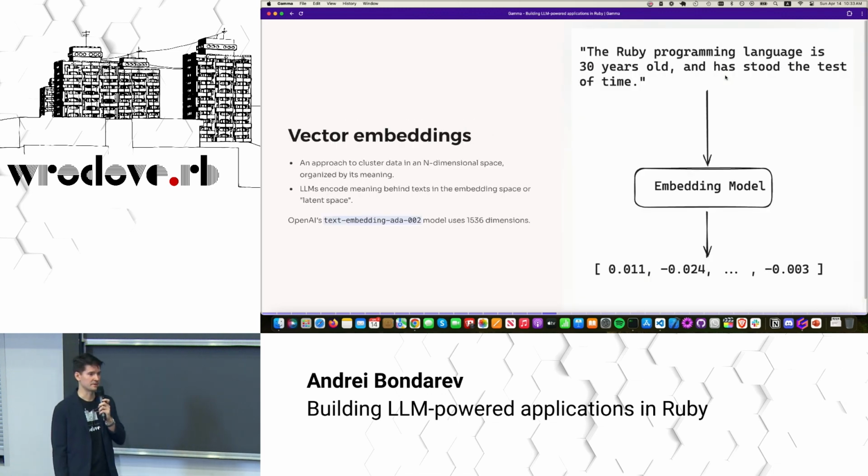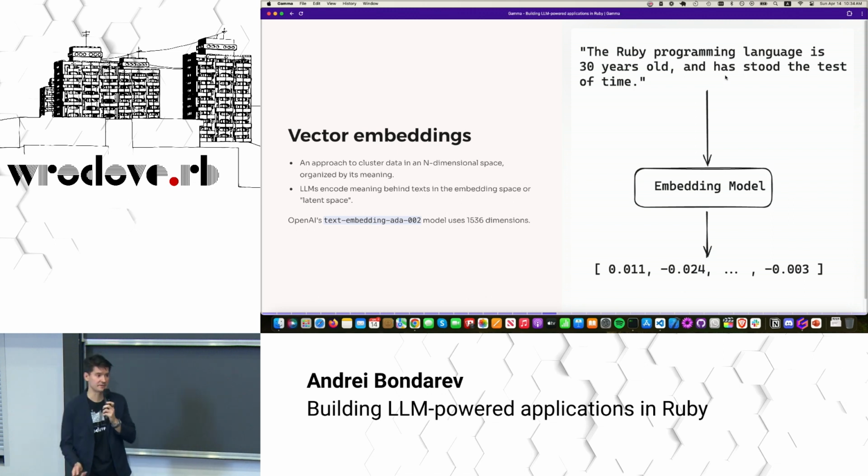So let's dive into some of those things. So what are vector embeddings? Vector embeddings are a machine learning technique to cluster data by its semantic meaning. So LLMs encode meaning behind words or texts and place it somewhere in the embedding space or vector space. And vector space is a multi-dimensional space. So for example, OpenAI's ADA model is 1536 dimensions large.